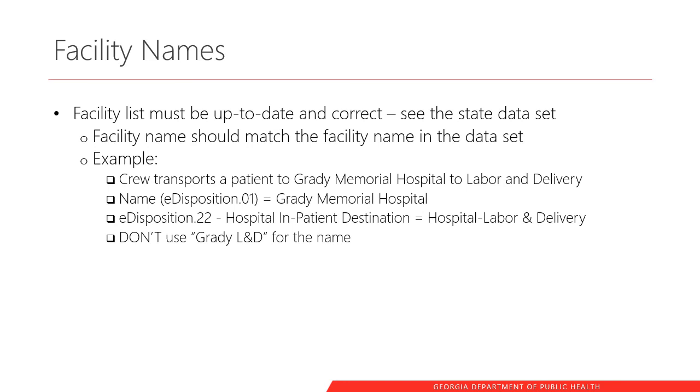Don't change the code that's submitted. Okay, but that's there. And we also have things where they'll say, all right, I'm transported into Grady Hospital labor and delivery. So in the name of the hospital, they type in Grady Memorial Hospital labor and delivery. Well, that's not the name of the facility. The name of the facility is Grady Memorial Hospital. That is the only name that should come across, is what we have put in the state data set.